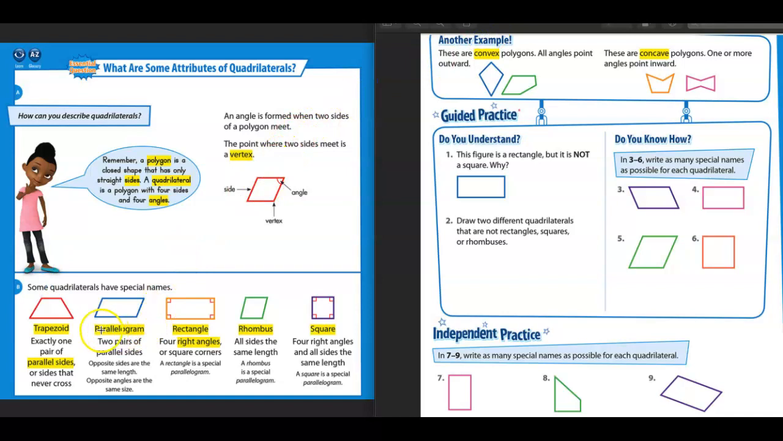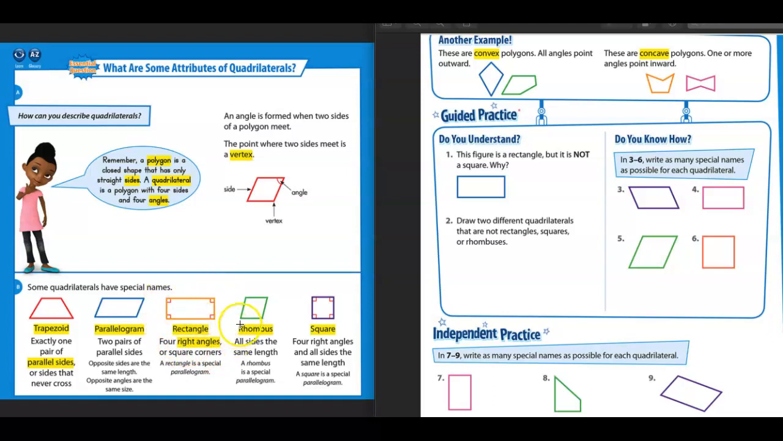A parallelogram has two pairs of parallel sides. So this is one pair of parallel sides, and this is another pair of parallel sides. A rectangle has four right angles. That means they meet at a 90-degree angle. We said that the angle was the space in between the lines. So this space right here is 90 degrees, or a right angle. And it has four corners.